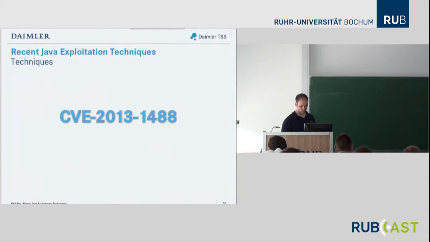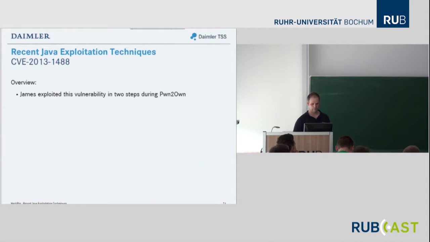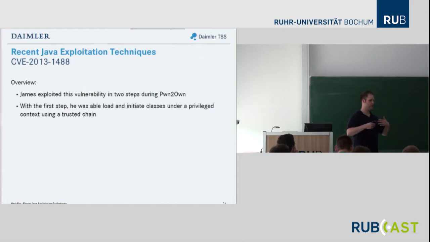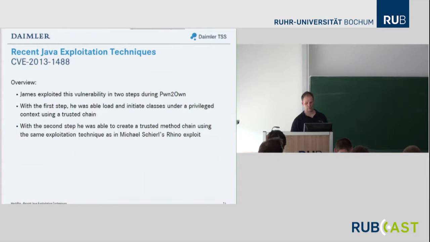So, time for the Pwn2Own exploit. It's CVE-2013-1488. James Forshaw demonstrated it, and as far as I remember at Pwn2Own, there were three who showed zero days. It was James, it was Ben Murphy, and it was JDuck. JDuck used native code, so memory corruption. James exploited this vulnerability in two steps. In the first step, he was able to load and initiate a class under a privileged context, let's say under higher rights, using a trusted chain. And using the object of this class, he was able to construct another trusted method chain, which was based on the exploitation technique of Michael Schierl, and got this trusted method chain executed, got the security manager disabled, and so on.